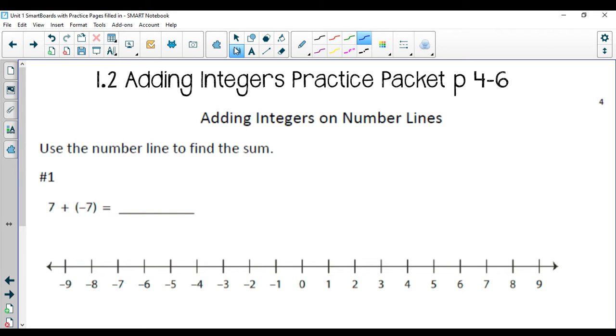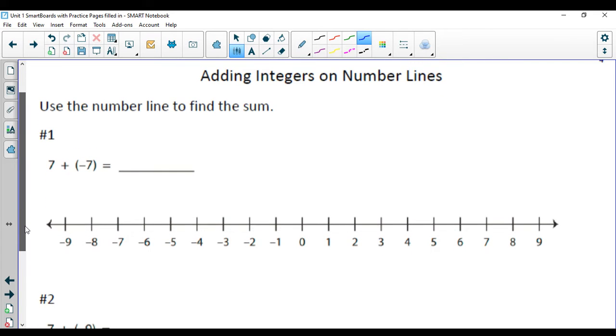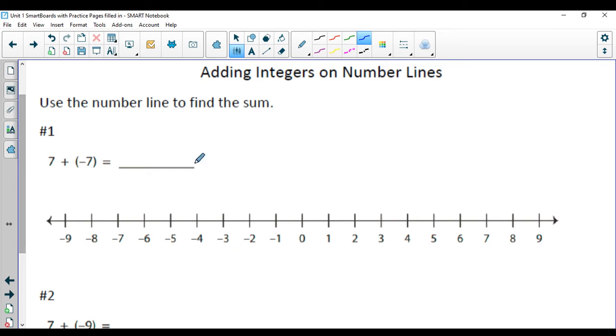This is your lesson 1.2 adding integers practice packet work. This is pages 4 through 6 in your practice packet for today. So after you've looked at the lesson, go ahead and start trying these, and you want to go through this video and just make sure that everything looks good on your work then.